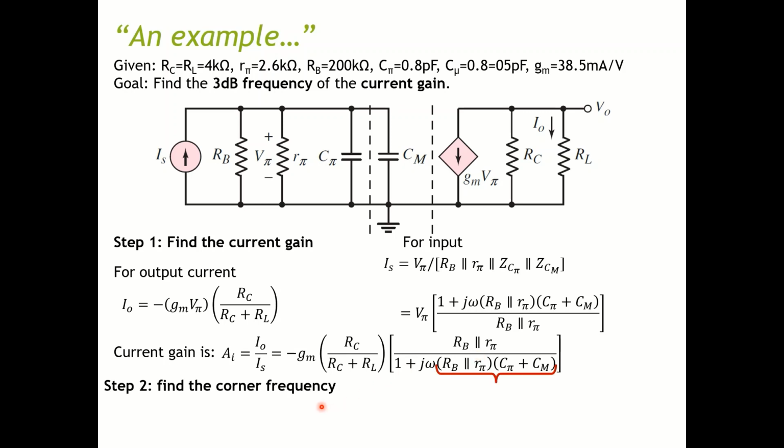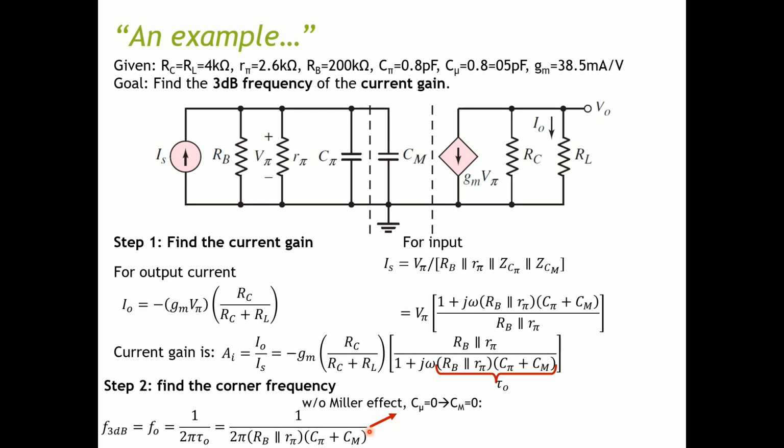So next step is to find the corner frequency. If I call this whole group tau 0, which is the time constant of our circuit, we can calculate the 3 dB frequency, or the corner frequency, from the time constant by the equation: corner frequency equals 1 over 2 pi times the time constant. Then you plug in the value for the time constant.